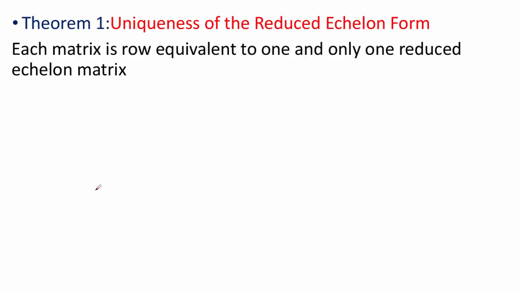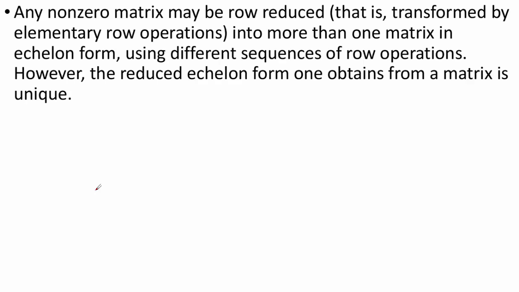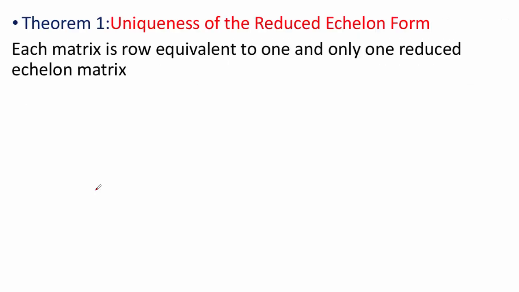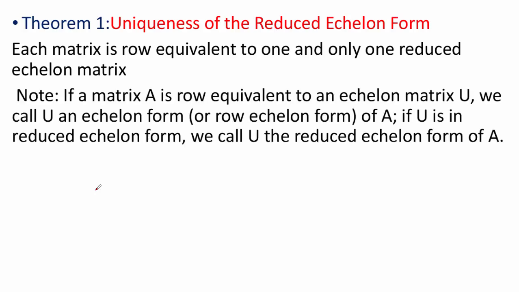Uniqueness of the reduced echelon form. The statement of the theorem is: each matrix is row equivalent to one and only one reduced echelon form of the matrix. We shall prove this theorem in our next separate video. Note: if a matrix A is row equivalent to the echelon matrix U, we call U an echelon form, or reduced echelon form, of A. If U is in reduced echelon form, we call U the reduced echelon form of A.